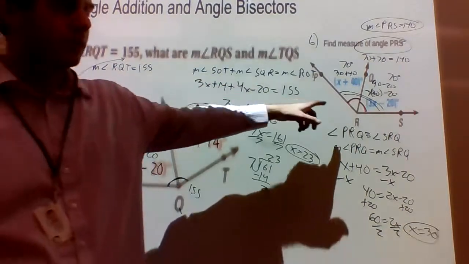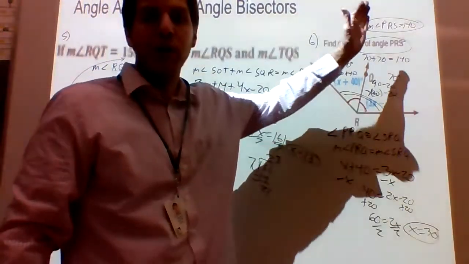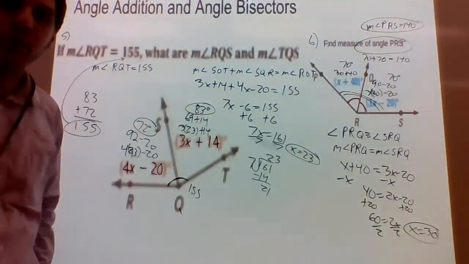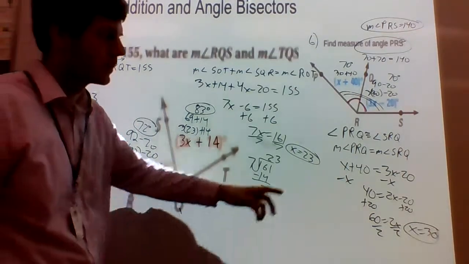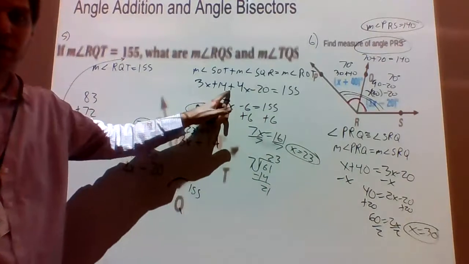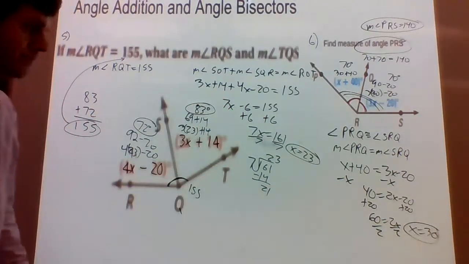So only set them equal if we know they are congruent or there's a bisector. If you have an angle bisector, the diagram tells you they're congruent, or the question tells you they're congruent, then you can set them equal. Otherwise, you have to stick with this one.